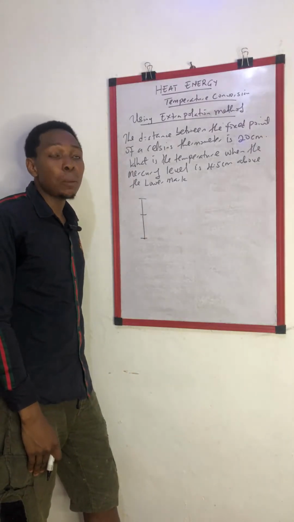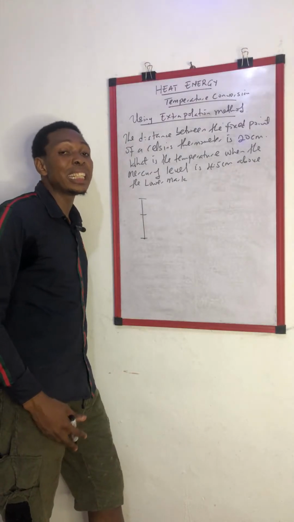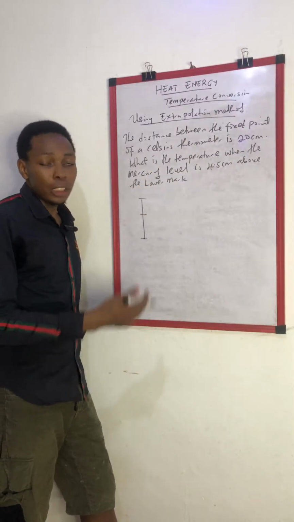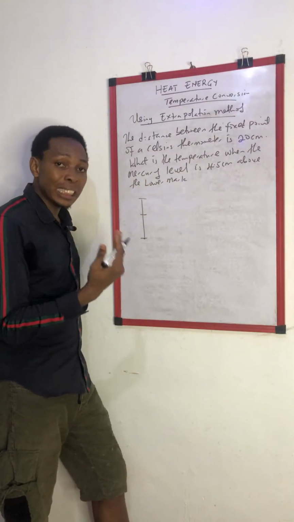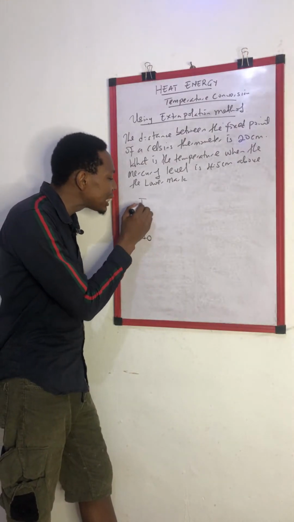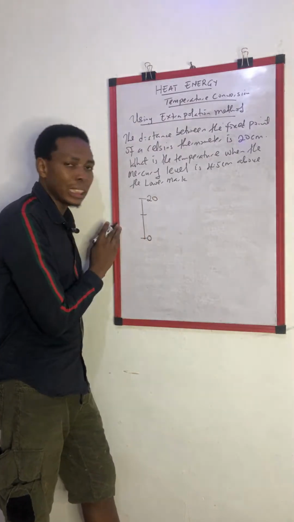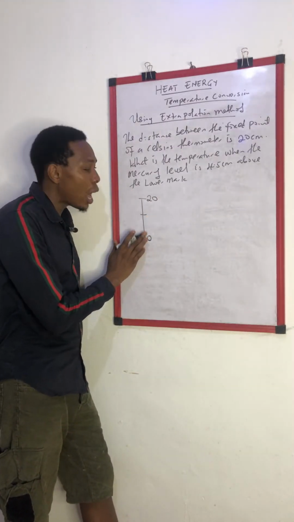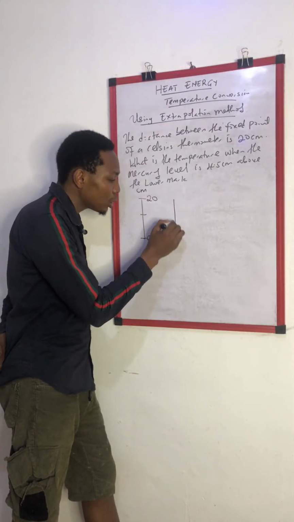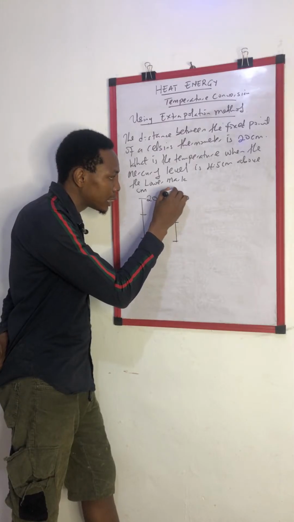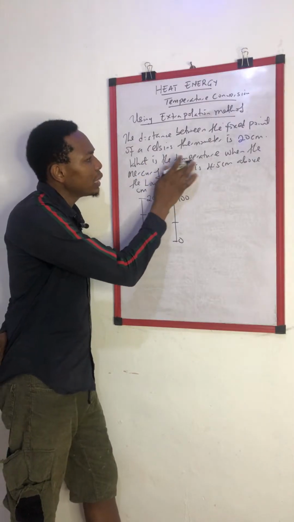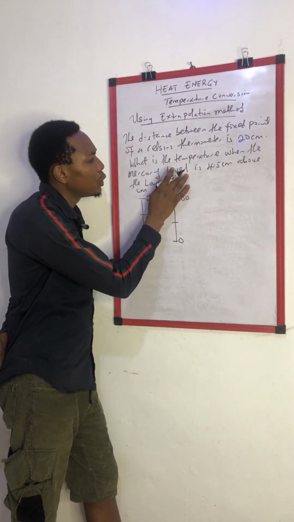Sometimes they will tell you that the fixed points of a Celsius thermometer are 20 centimeters apart. Apart means distance, the distance between me and you, or between two things. So this time around, we are starting from 0, then you count until you get to 20. It means that your lower fixed point there is 0 and the upper fixed point is 20. So this is for the centimeter scale. We also have the Celsius scale. Remember, Celsius is 100 and 0.